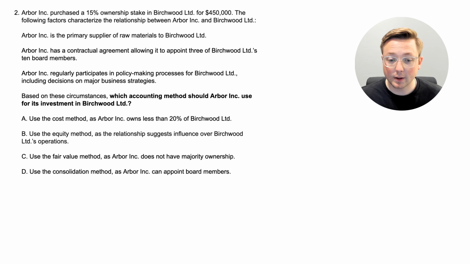You could use the fair value method because it doesn't have majority ownership. So, instead of the cost method, it has the fair value method, maybe. Or you could use the consolidation method. Probably not consolidation because, if you know anything about consolidation, you have to own a lot of a company to have it be consolidated. So that's probably not the right answer.